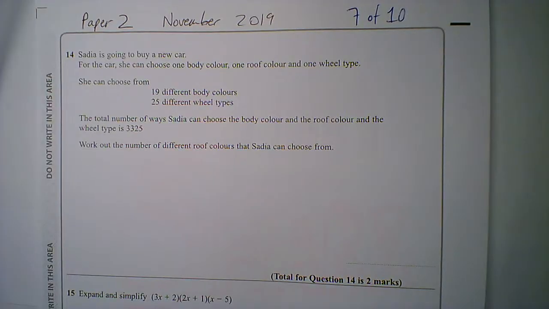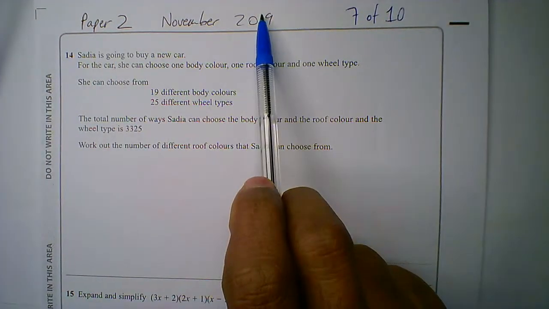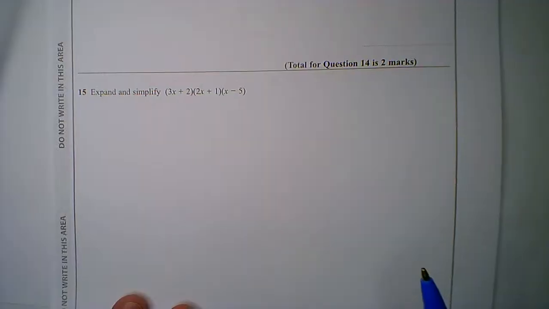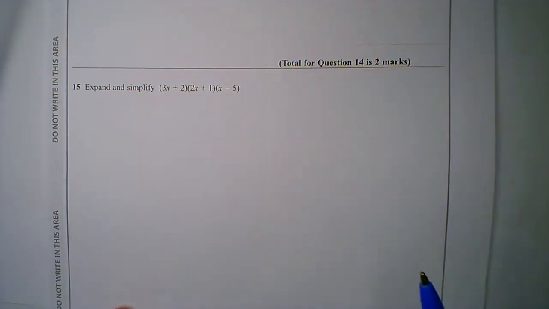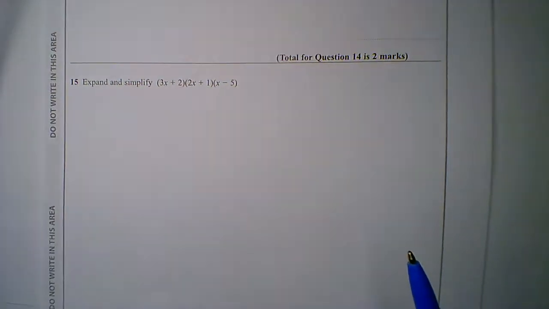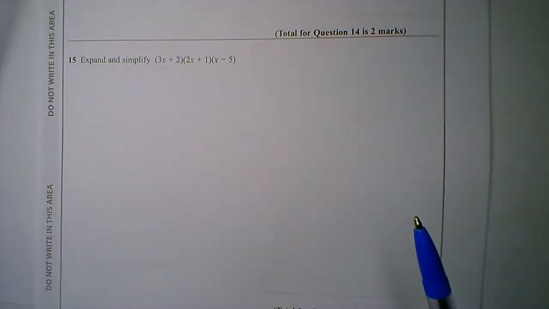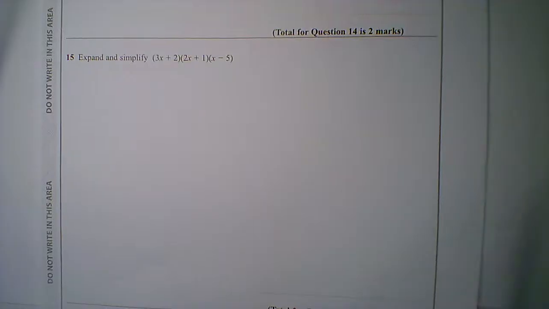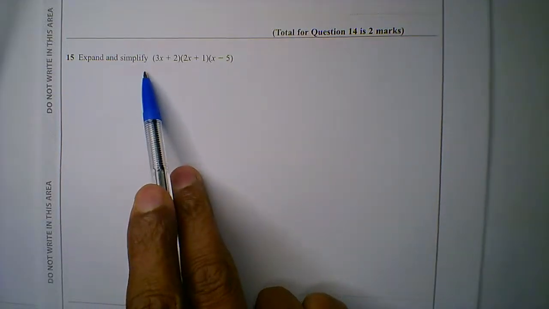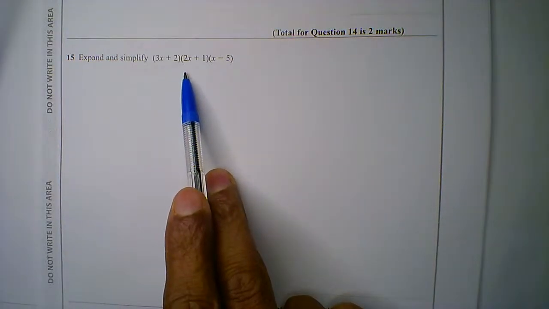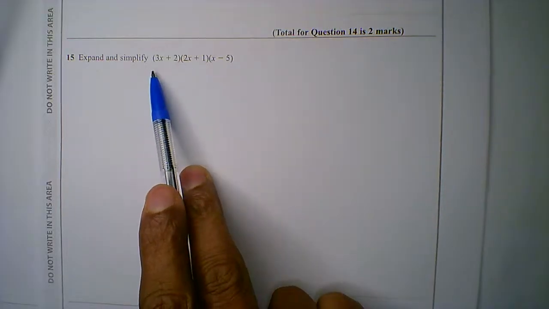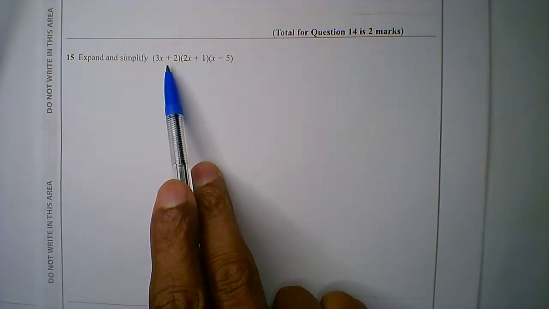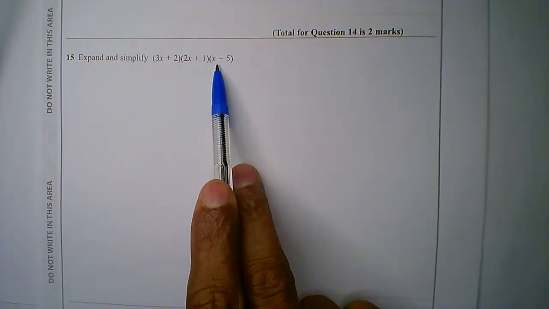Okay, this is now paper 2, November 2019. Okay, here is the next question. Press pause and have a go, or when you're ready, you can press play for the answer, or you can just follow with me. So this question says expand and simplify 3x plus 2 times 2x plus 1 times x take away 5.